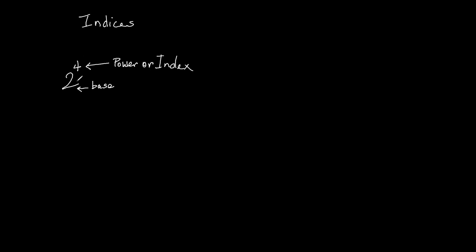All right, so this quantity has a base and a power. So the 4 is called a what? A power. The 2 is called a base. So let's do 1, 5.